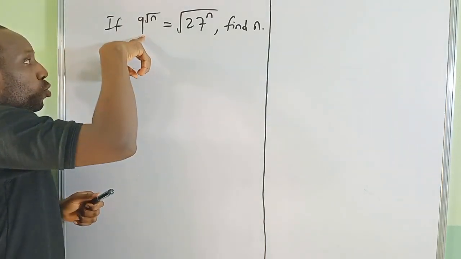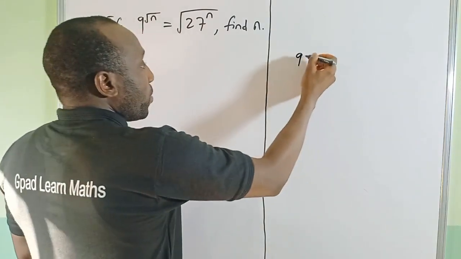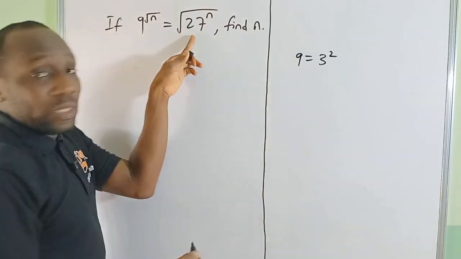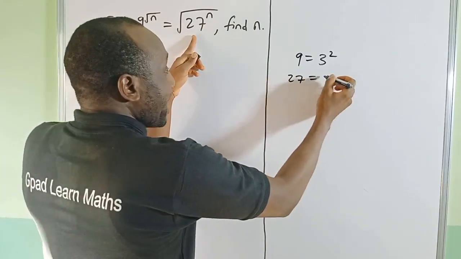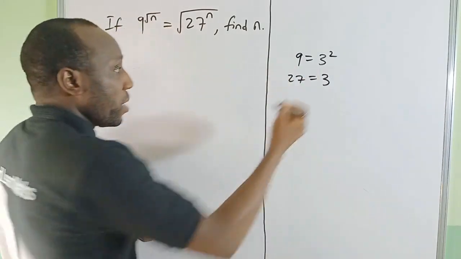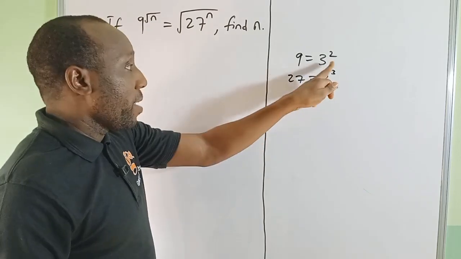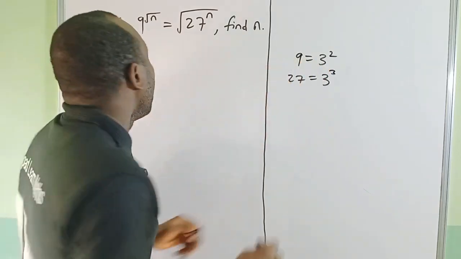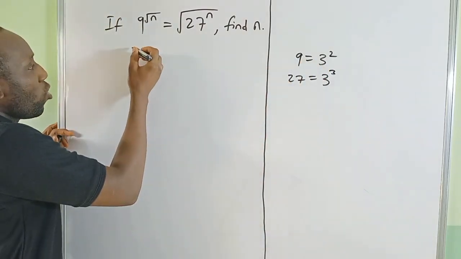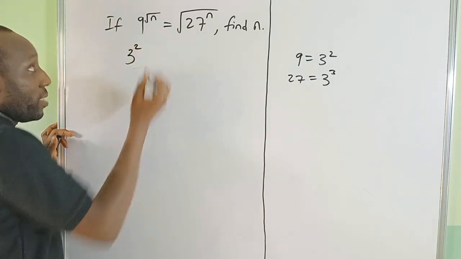What are we going to do to 9? 9 can be expressed as 3 raised to the power of 2. What about 27? 27 can be expressed as 3 raised to the power of what? 3. Because 3 times 3 times 3 will give you 27. And here, 3 times 3 will give you 9. So let's come here and do this. So that's going to be 3 squared.